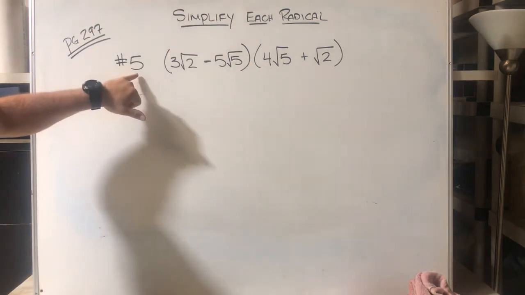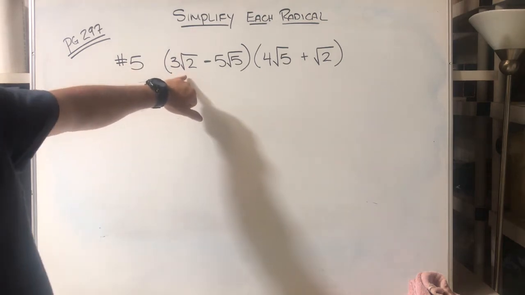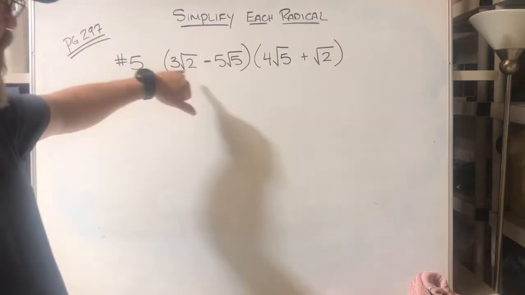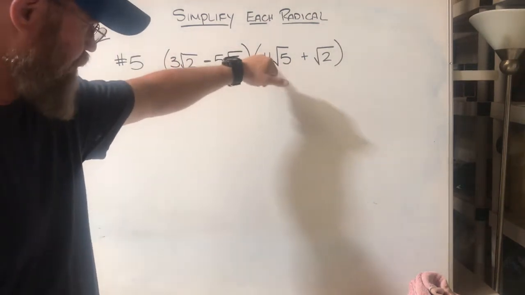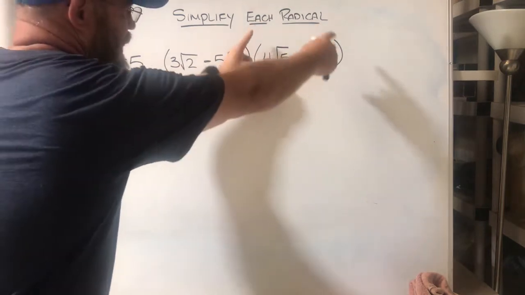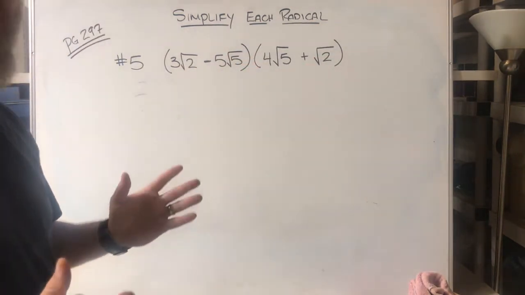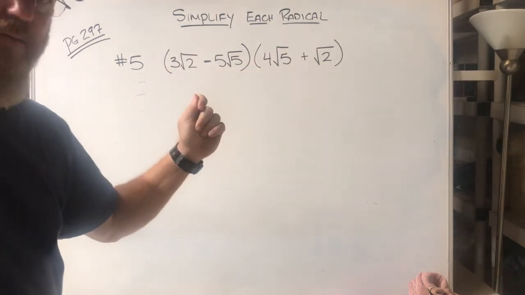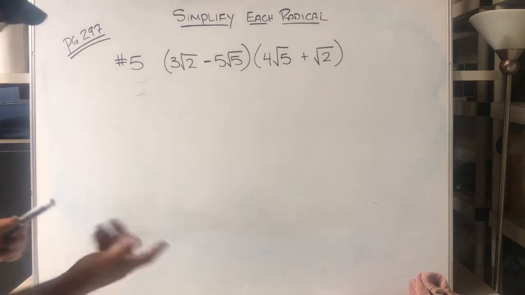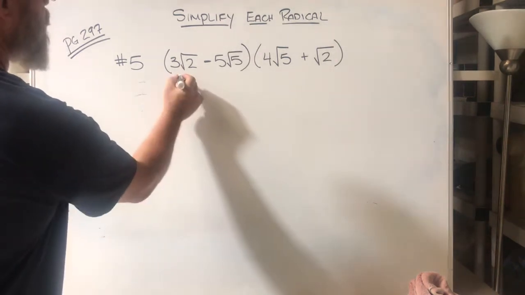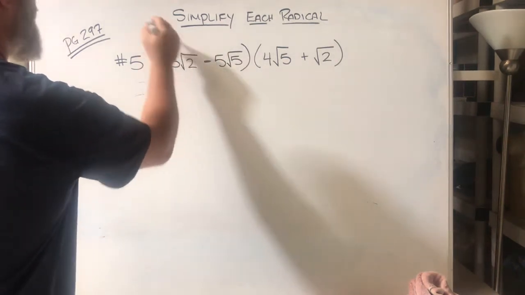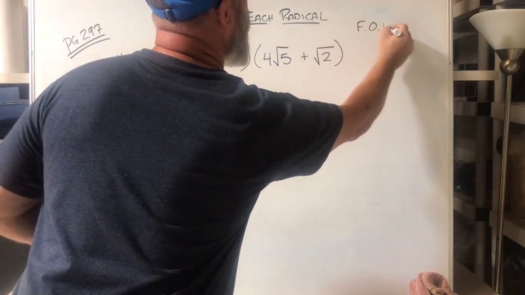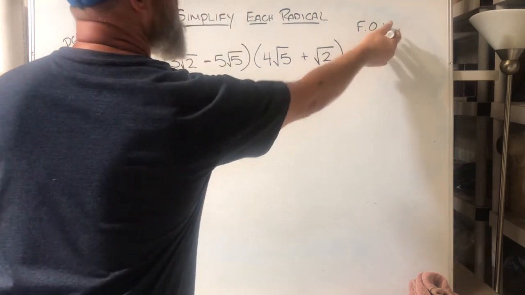Okay, in number 5, we have two binomials, right? And when we have two binomials multiplied together, we have these parentheses times that parentheses. What we can do is use our FOIL method. We just need to multiply these two together. Let's write that over here, FOIL. It's first, outside, inside, and last.